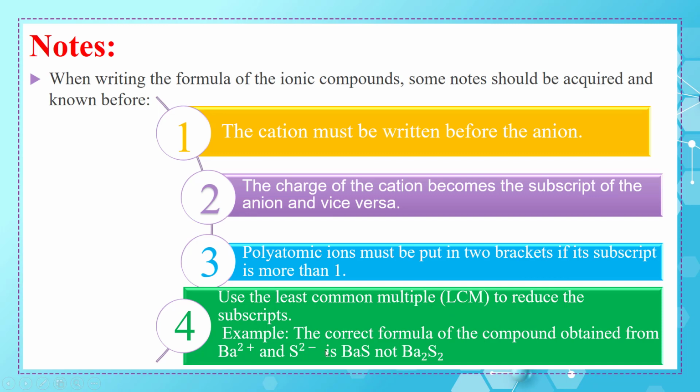For example, the correct formula of the compound obtained from Ba2 plus and S2 minus is BaS, not Ba2S2. So I should keep attention and notice that when I want to write the subscript, I should take the least common multiple.